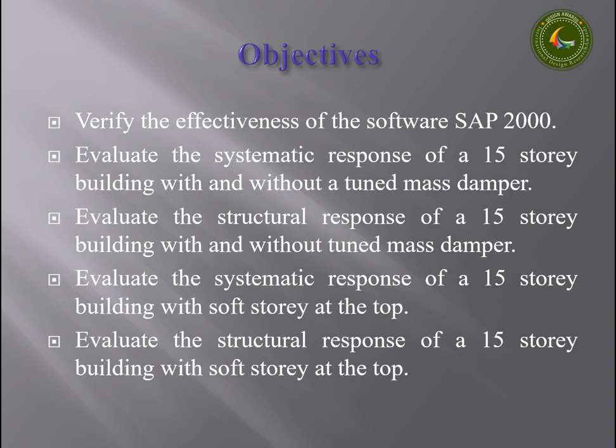The very first model is analyzed with a fixed base structure. Then a 15-story structure with a tuned mass damper of mass ratio 2% has been analyzed, and then again a 15-story structure with a mass ratio of 3% of tuned mass dampers. Similarly, the fourth is again a 15-story structure with a mass ratio of 4% of tuned mass damper. Finally, a 15-story building structure with a soft story at its top is analyzed.